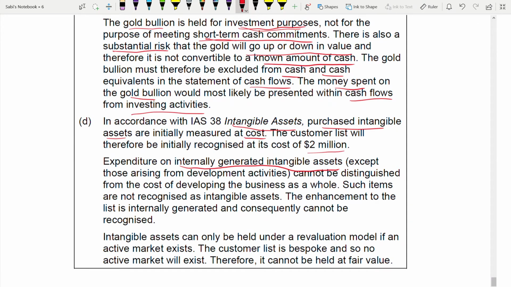But what about the internally generated? How can you put a value or a cost for your own brand that you have generated over time? Except those arising from development activity, this cannot be distinguished from the cost of developing the business as a whole. You cannot say that from the cost that I have developed the business, this is the cost of my internally generated intangibles, my brand or my customer list. You cannot differentiate the cost for my customer list. Unless it's a development cost. Development cost, yes, but other than this, you cannot. So such items you cannot recognize as an intangible asset.